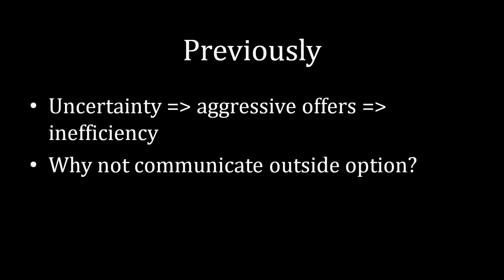The question I ended with last time is, given that uncertainty is leading to this inefficiency, and inefficiency is bad for both parties by definition, why don't we just figure out a way to communicate the value of the outside option? If the receiver of the offer, the one that the proposer doesn't know whether he's weak or strong, can tell the proposer their actual outside option values, then we would allow the proposer to make the right offer, in which case we would see efficient outcomes. So why don't we figure out a way to do this? Why don't we get efficient outcomes?